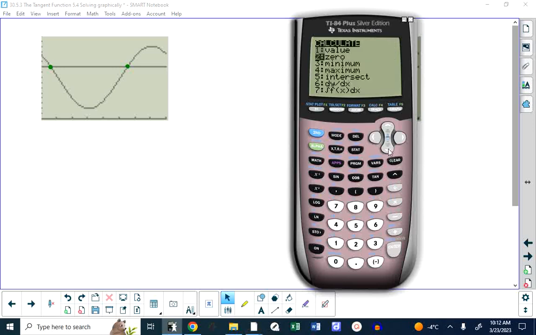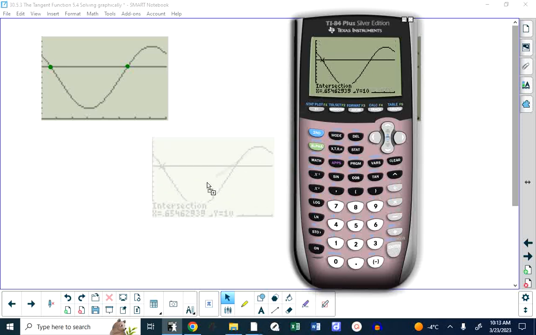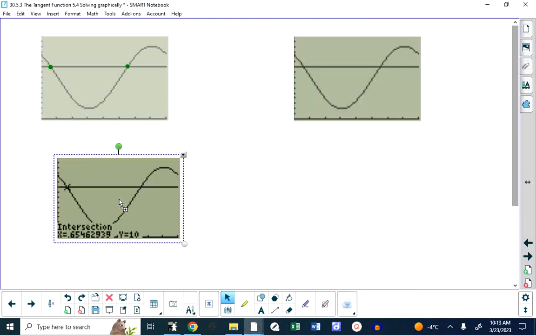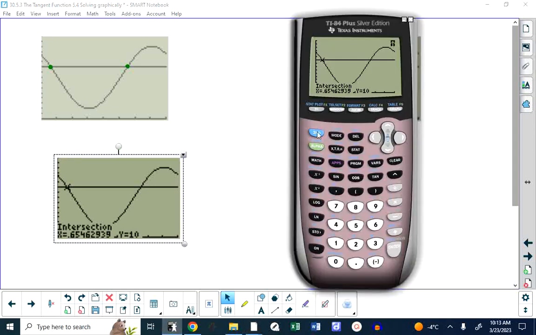Calc, intersect, which is much easier to work with than zeros, which is why I prefer this method to the x-intercept method. Move close to one of them and hit enter 3 times. One of your solutions is about 0.65. We'll repeat the process for the other one.